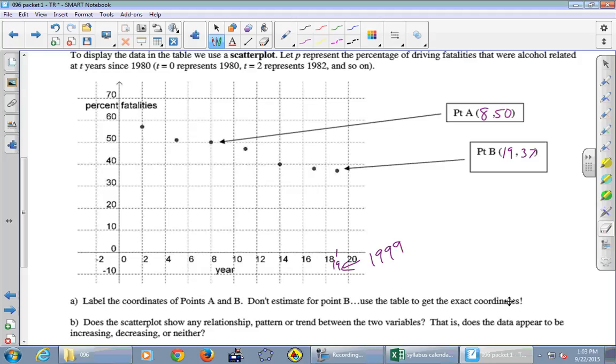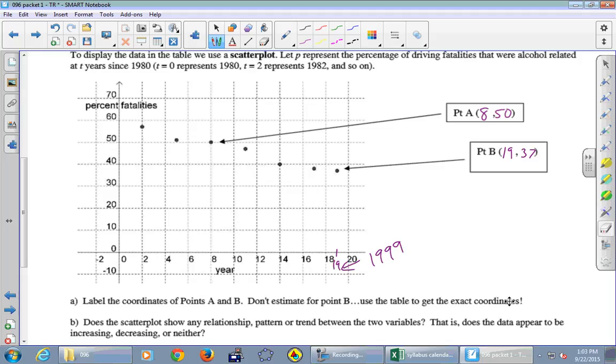Okay, part B. Does the scatter plot show any relationship, pattern, or trend between the two variables? That is, does the data appear to be increasing or decreasing or neither? So now that we've got the visual in front of us, we should get the same answer. Still decreasing, right? We can see this trend, but you can see more than that. You can see that it's not decreasing at a constant rate, because if it was, these points would all lie perfectly on the same straight line.